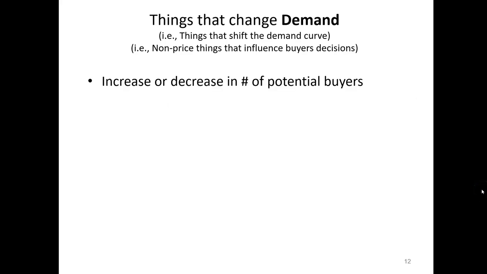So what do we got next here? All right, so again, very logical. If there's a potential increase or decrease in potential buyers, that's going to either increase or decrease demand. So growing or shrinking populations. The world in general has had growing populations, so demand for most things has grown over time.